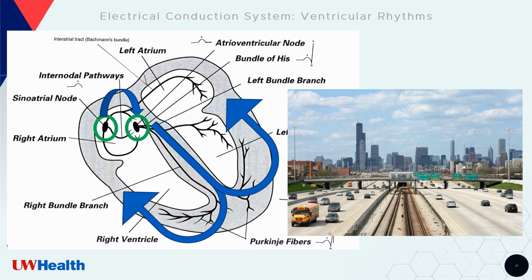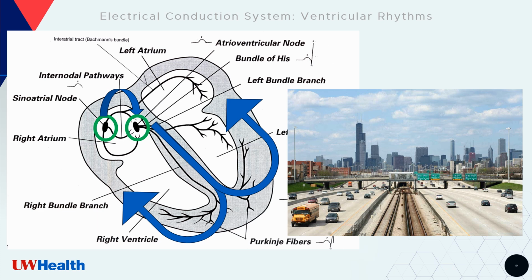I really like using road analogies when I'm talking about the conduction system in the heart. If we start at the SA node in the atria and communicate over to the AV node, down the bundle and into the Purkinjes, this is like taking I-90 into Chicago, and hopefully not during rush hour. But yes, in general, taking I-90, that's a straight shot. We can get there in a fairly decent amount of time.